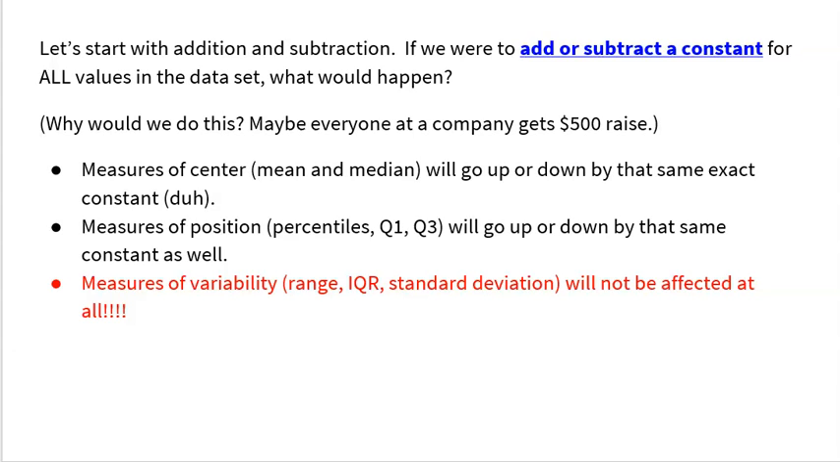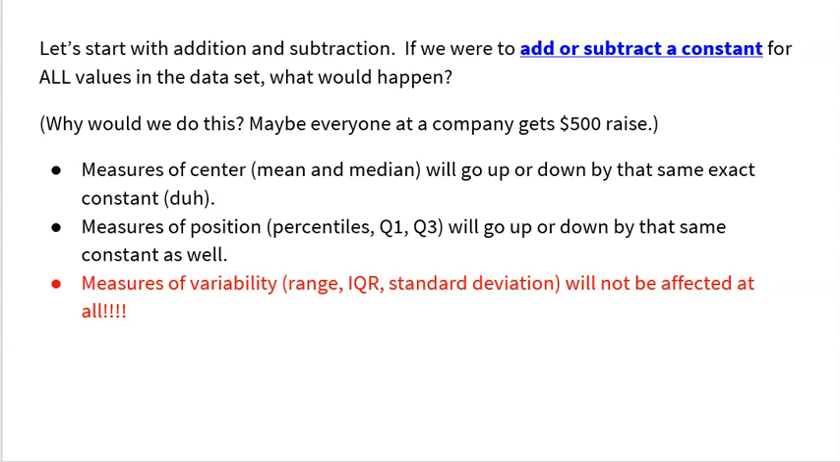Maybe we have a data set of test scores and we say we're going to give everybody 5 bonus points. We're going to add 5 points to everybody's score. Or maybe we weighed everybody and realized the scale was off by 5 pounds too much, so we have to subtract 5 from everybody's weight. Another example is that everybody in a company has a salary, and we give them all a $500 raise, so everybody's salary goes up $500.